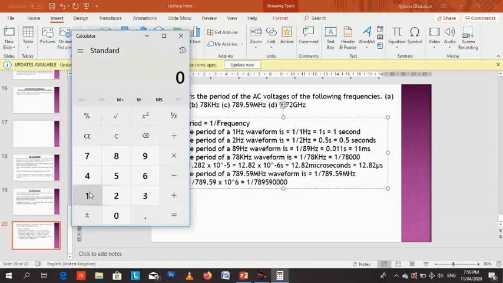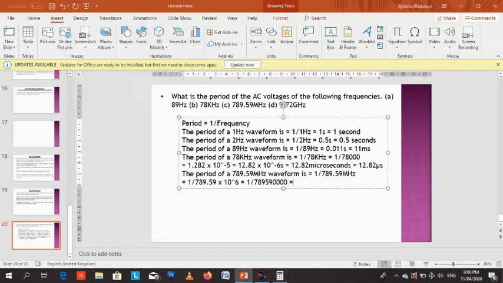We divide that, we get a calculator. 1 divided by 789,590,000 equals 1.266 times 10 to the power minus 9, which is 1.267 if approximate, times 10 raised to the power minus 9 seconds.